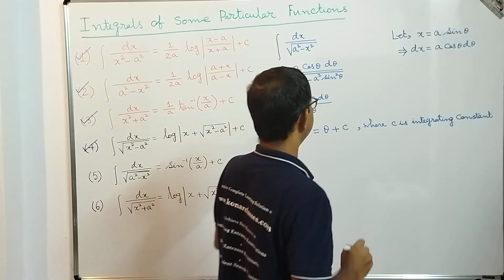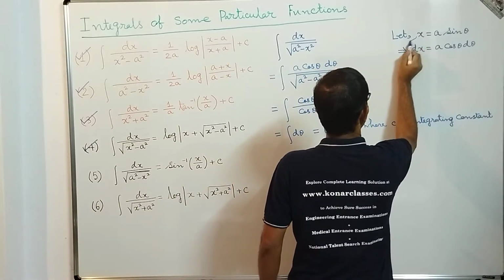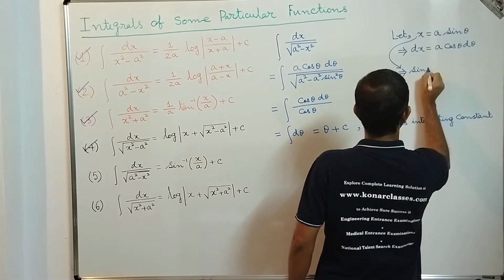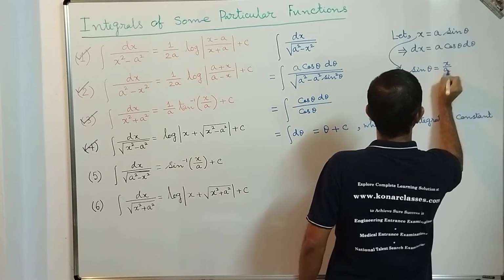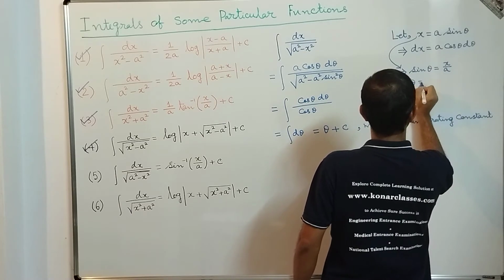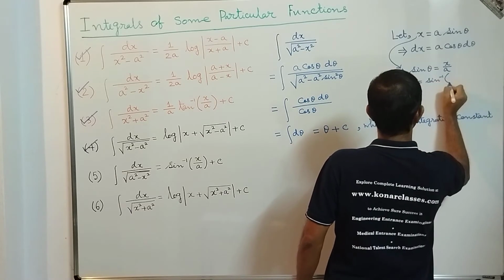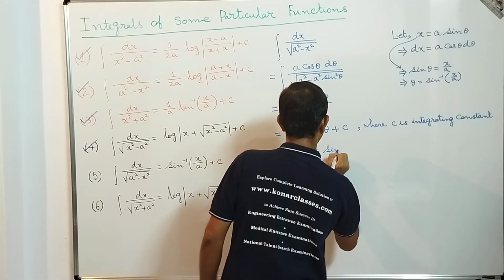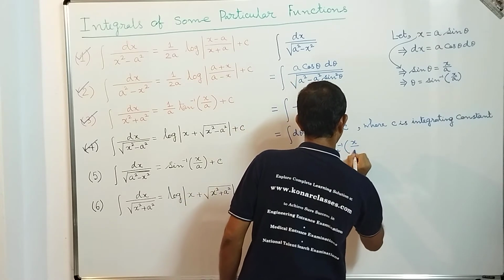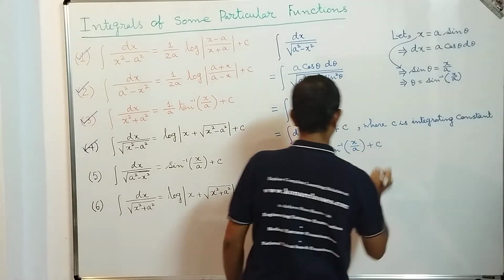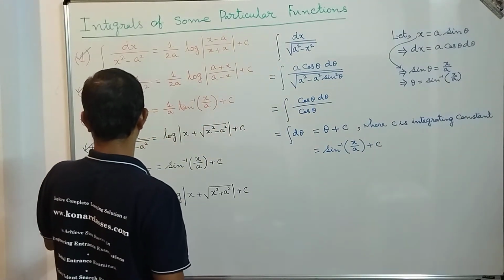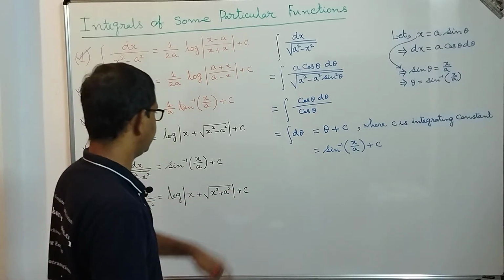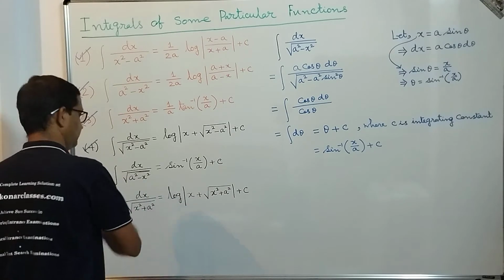Okay. So now what is theta? Let's look here, x equal to a sin theta, that means sin theta is equal to x by a, that means theta is equal to sin inverse of x by a. So we can write that it is equal to sin inverse of x by a plus c. Correct, sin inverse of x by a plus c. So we are done with the fifth one.